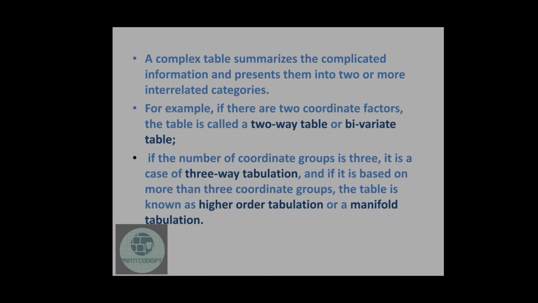A complex table summarizes complicated information and presents it in two or more interrelated categories. For example, if there are two coordinate factors, the table is called a two-way table or bivariate table. If the number of coordinate groups is 3, it is a case of three-way tabulation, and if it is based on more than 3 coordinate groups, the table is known as higher order tabulation or manifold tabulation.